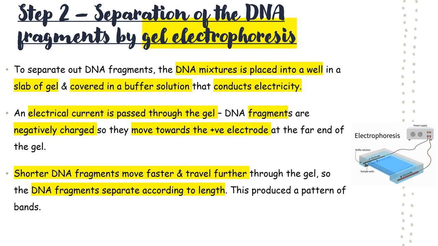An electrical current is then passed through the gel, and DNA fragments are negatively charged, so they move towards the positive electrode at the far end of the gel. Shorter DNA fragments move faster and travel further through the gel, so the DNA fragments separate according to their length, and this produces a pattern of bands.